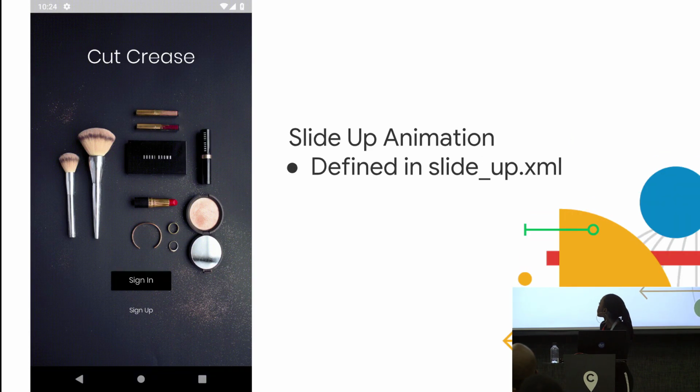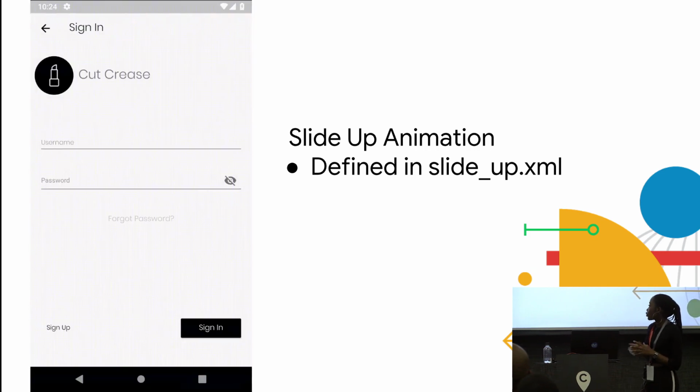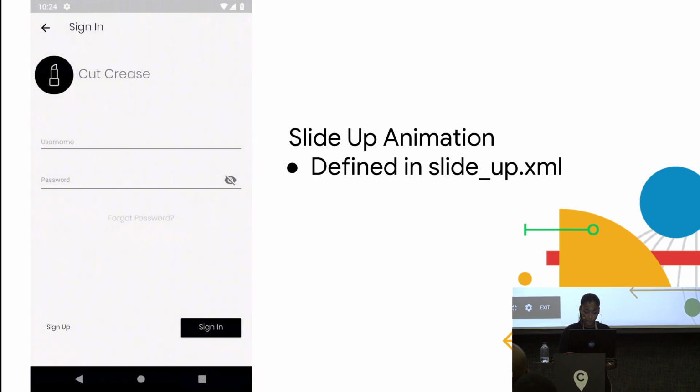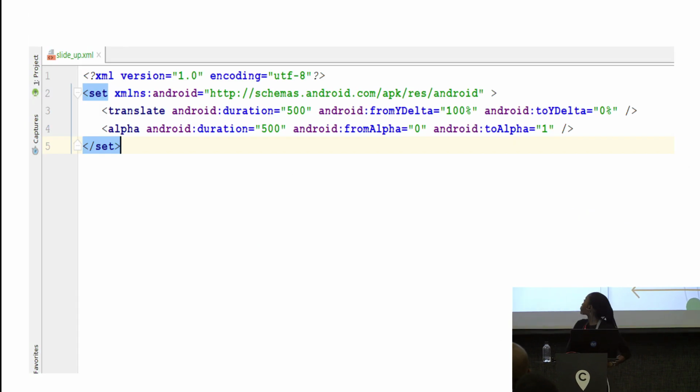So this is one of the animations. When you click on sign up, the screen slides up. So I defined this in a slide up XML. So let's open up that quickly so I can show you how I did it. Yeah. There we go. And the cool thing about animations is you can do it programmatically or you can do it through your XML files.